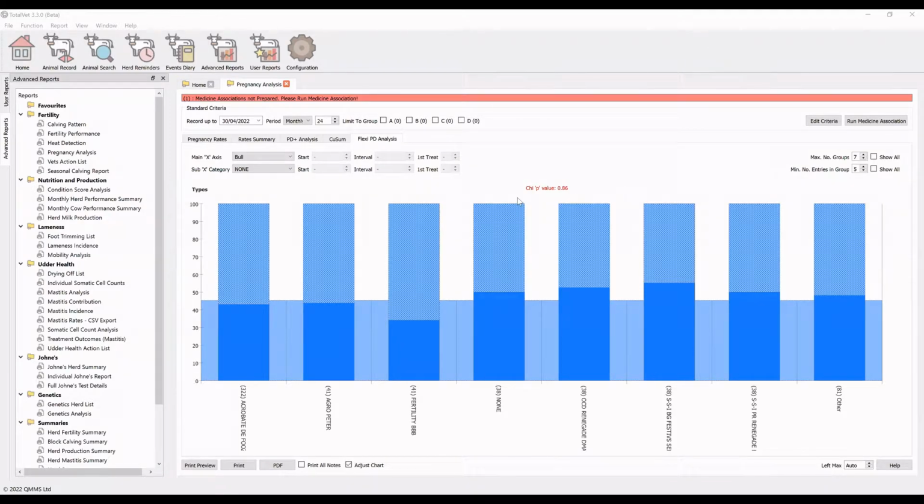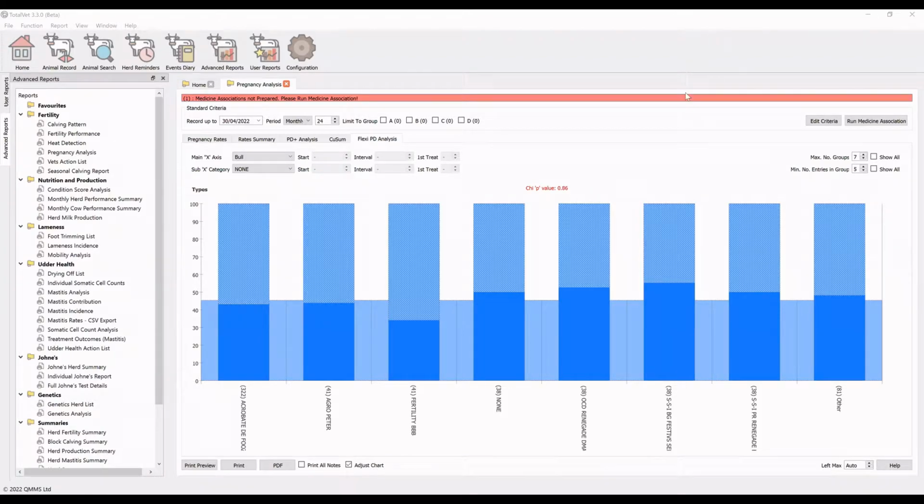A chi-squared p-value is given at the top of this report. This gives the user an indication of whether any perceived difference in conception rate by, in this case, bulls, is actually statistically significant. A chi-squared p-value of less than 0.05 implies that there is some biological difference between the groups of analysis. In this case, the chi-squared p-value is greater than 0.05, so any perceived differences between the different bulls might actually just be due to chance.